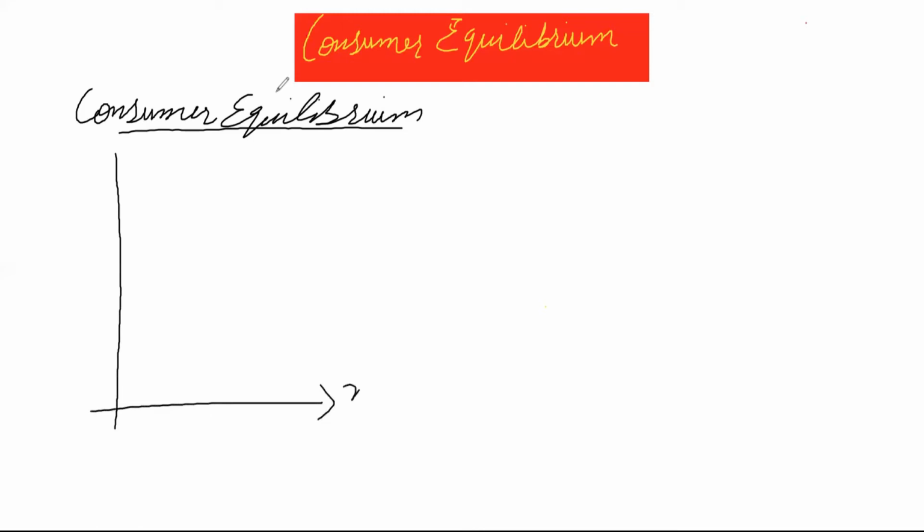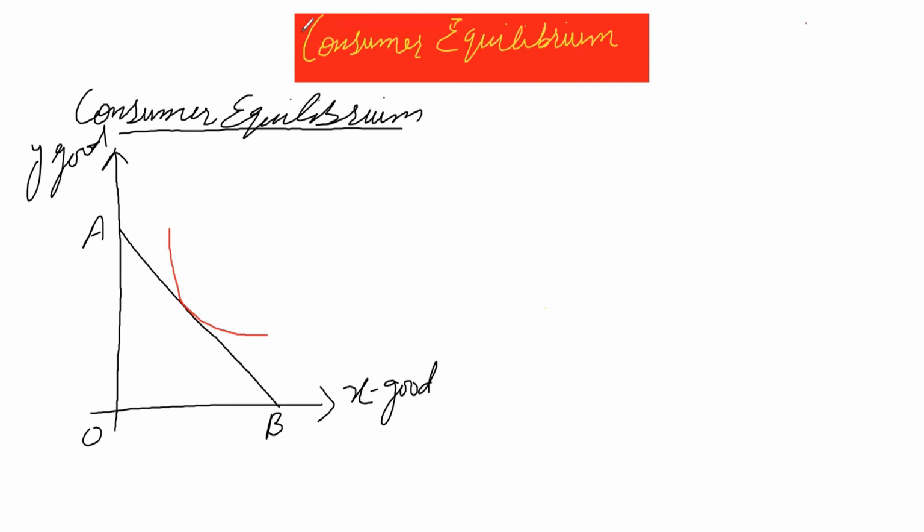Consumer equilibrium is a point where the budget line is tangent to the indifference curve. We can draw budget line AB and then the IC curve. The budget line is tangent to the IC curve at point E, where the consumer purchases y1 quantity of y good and x1 quantity of x good.